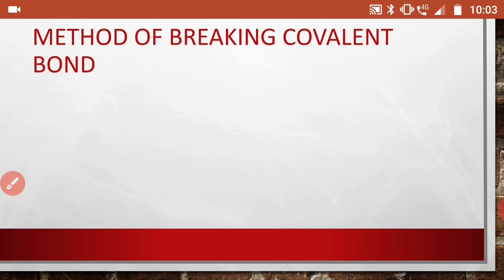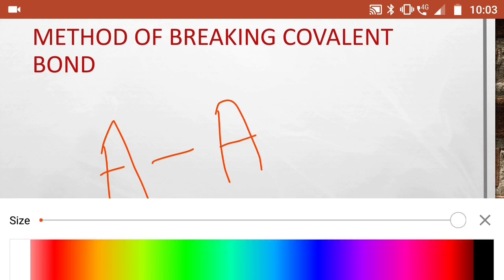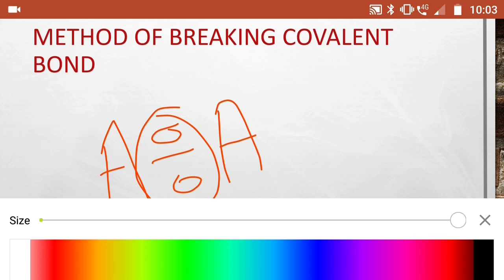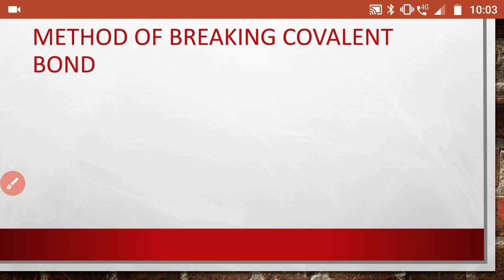Okay, next let me take an example of an AA molecule. Two electrons are between them. When we cleave it, two radicals will be formed, an A radical and an A radical. These are the two radicals which are formed.